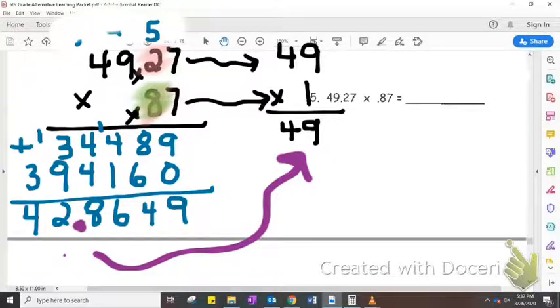Now you might remember that we did learn a trick this year, and tricks can help you check your work. Look at the two factors and see how many digits are to the right of the decimal point. 2 digits, 2 digits. That makes a total of 4 digits that should be to the right of the decimal point in the product. And they're right here. Awesome.